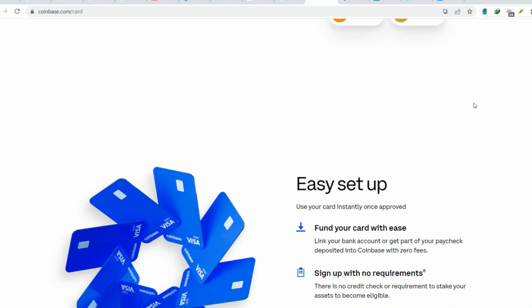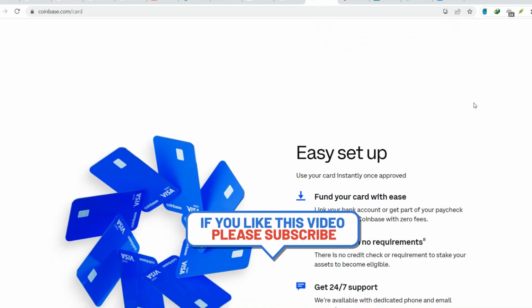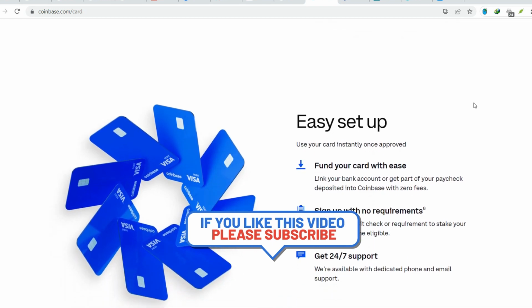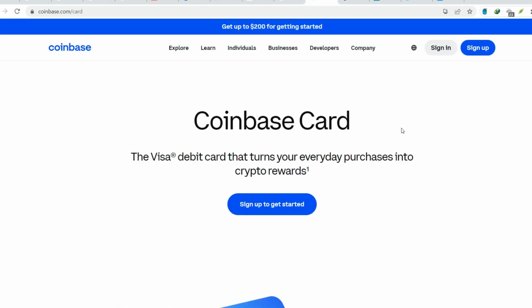Workarounds for the minimum transfer. Now, what if you absolutely need to send a smaller amount than the minimum? Here are a couple of options to consider. Pool your resources, team up with a friend, and combine your tiny Bitcoin amounts into a single transfer that meets the minimum. This works best if you're both sending to the same recipient.